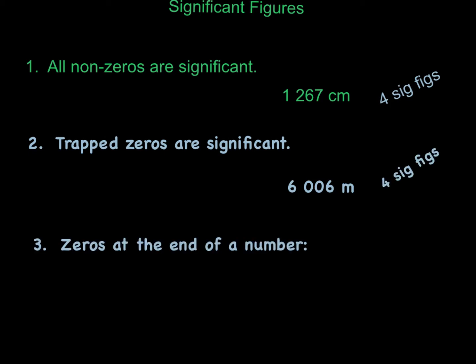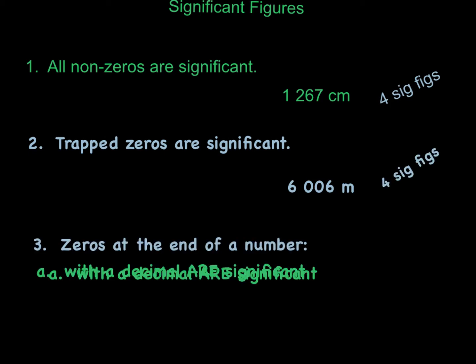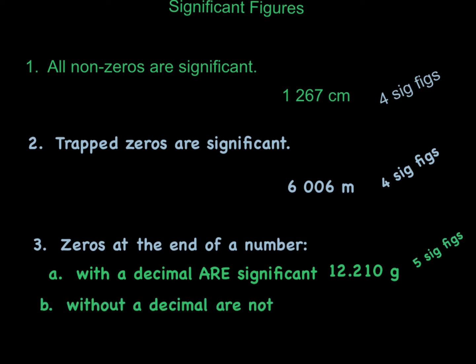Rule number 3, zeros at the end of a number. If there's a decimal somewhere in that measurement, then the zeros at the end of that measurement are significant. So this measurement, 12.210 grams, would have 5 sig figs. If there is no decimal in that measurement, then the zeros at the end of that measurement are not significant. So in the measurement 1,140 miles, since there's no decimal in there, that zero would not be considered significant, and my total number of sig figs then would be 3.